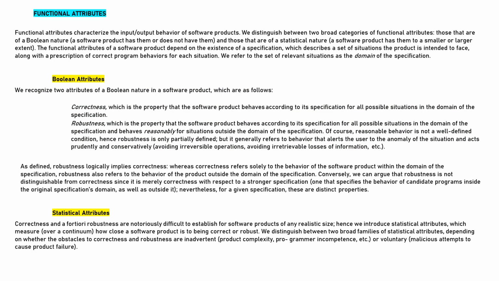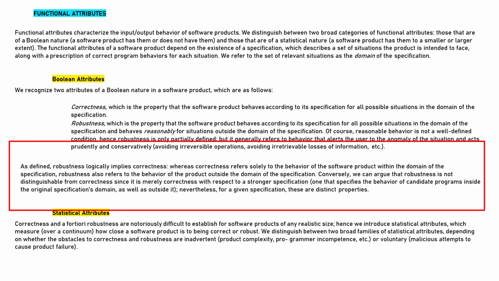As defined, robustness logically implies correctness, whereas correctness refers solely to the behavior of the software product within the domain of the specification. Robustness also refers to the behavior of the product outside the domain of the specification. Conversely, we can argue that robustness is not distinguishable from correctness since it is merely correctness with respect to a stronger specification, one that specifies the behavior of candidate programs inside the original specification's domain, as well as outside it. Nevertheless, for a given specification, these are distinct properties.